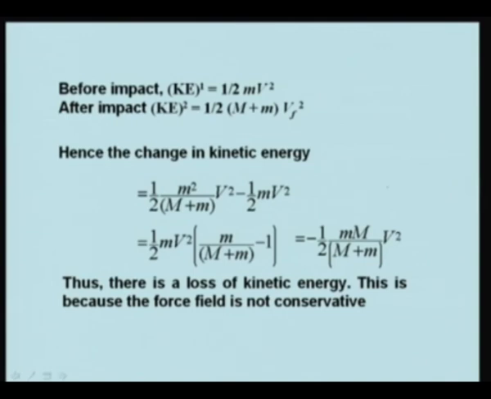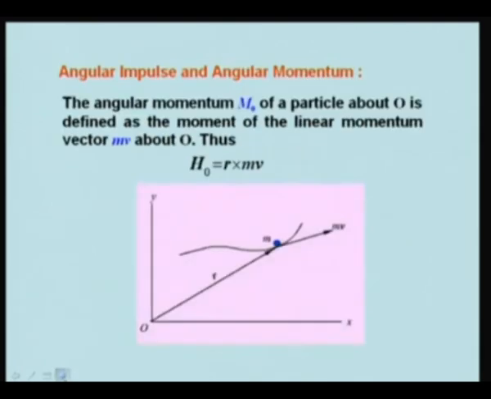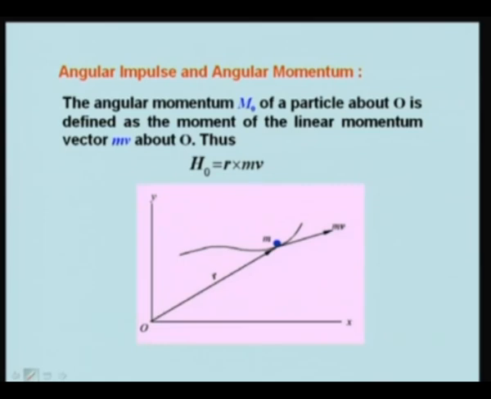Now, if we define another term, just like we defined linear impulse and linear momentum, we define now angular impulse and angular momentum. The angular momentum H0 of a particle about O is defined as the moment of the linear momentum vector mv about O. Thus, H0 will be R cross mv.